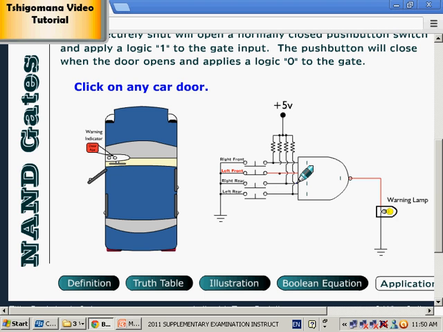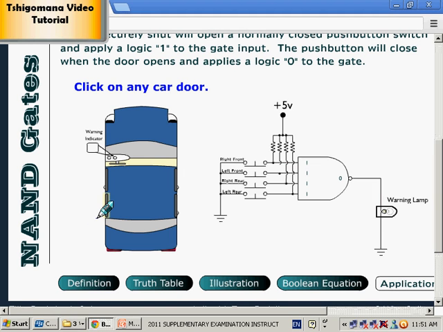Now, when our door is open, if we are using the NAND gate, it means the light must be on in order to inform us that one of the doors is open. It's open. Right, let me close this door. Let me open this one. When I open this one, the logic will be 0, but the output will be 1, so the light will be on. Right, let me close this one.